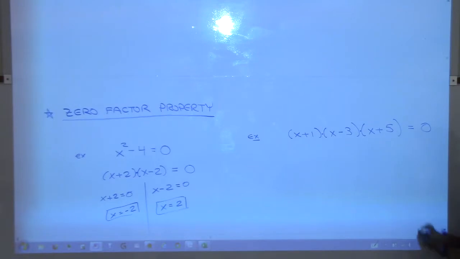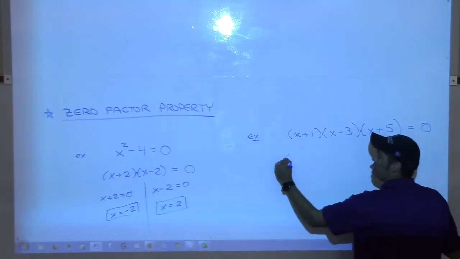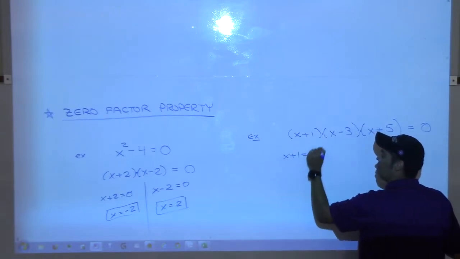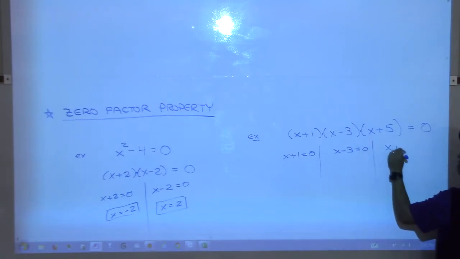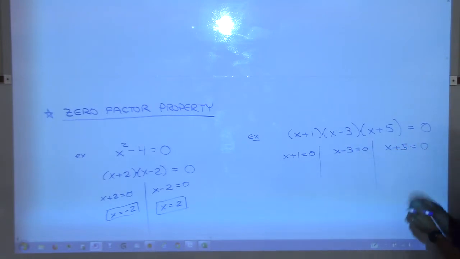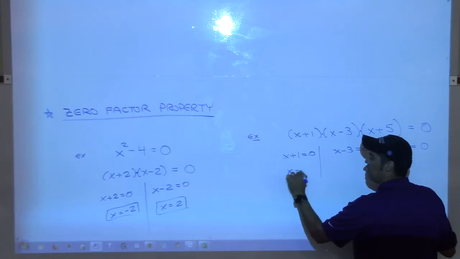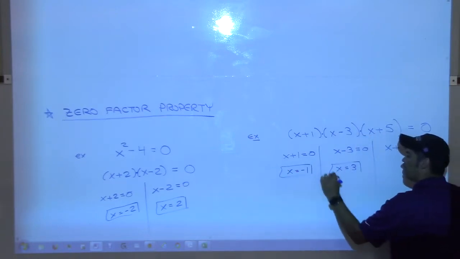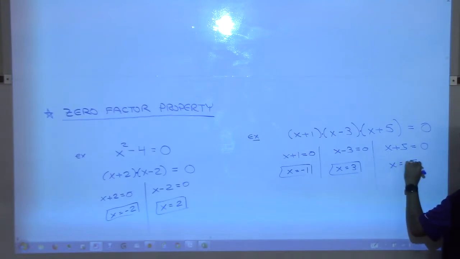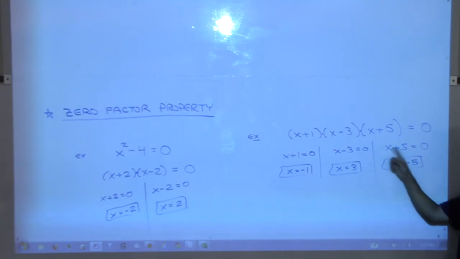So for this, what I would do is I would say, okay, x plus 1 must be 0, or x minus 3 must be 0, or x plus 5 must be 0. And now I have three separate little equations to solve. And then this one would give us negative 1. This one would give us 3. And this one will give us negative 5. I'm trusting that you can solve those little equations moving the numbers around, right? Is that all right?